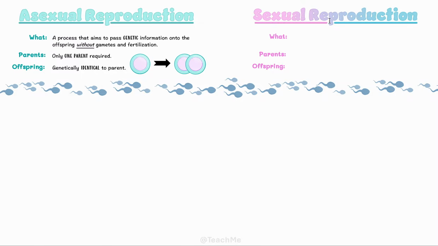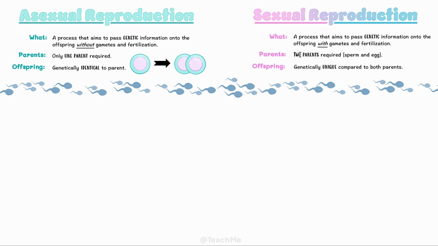Now, what about sexual reproduction? This one is a little bit more tricky. For this one, you need a male and you need a female. You need a mom and a dad. That's what's different, because your dad is gonna pass on the sperm and the mom is gonna pass on the egg. And when these two meet, bam, that is gonna be your first cell. So that is the key difference between asexual reproduction and sexual reproduction. Let's dive a little bit more into sexual reproduction.